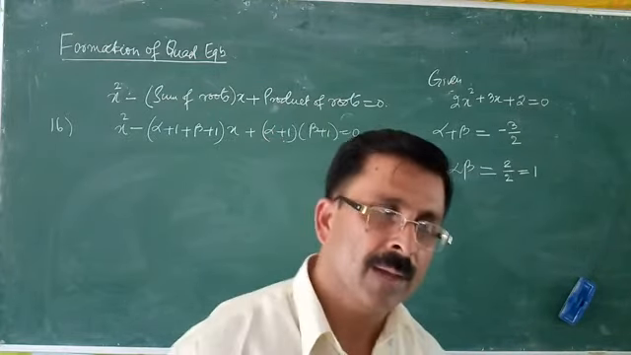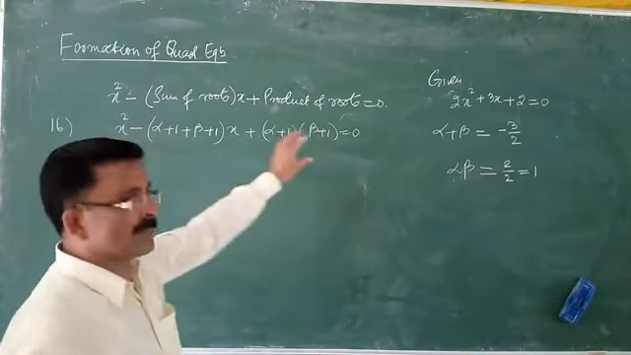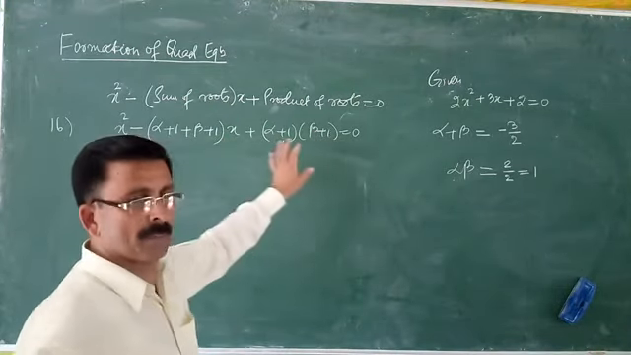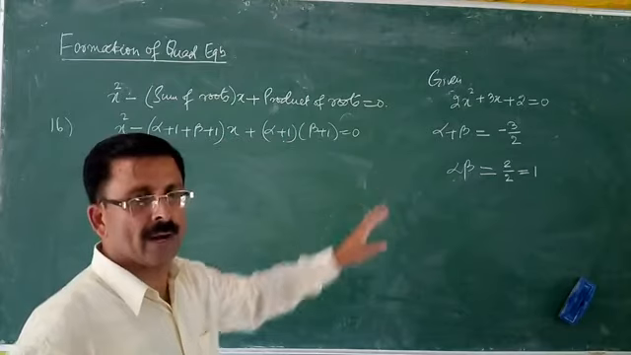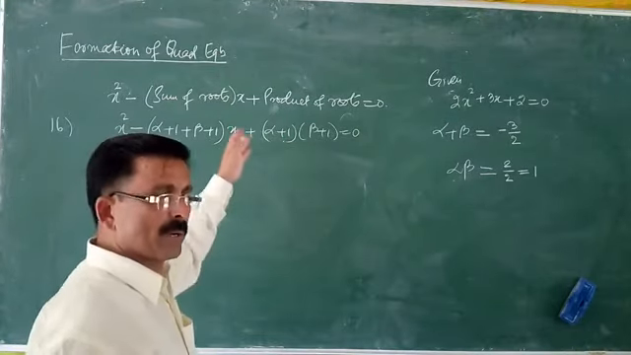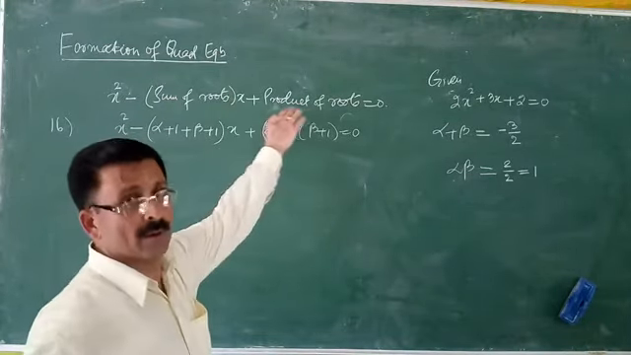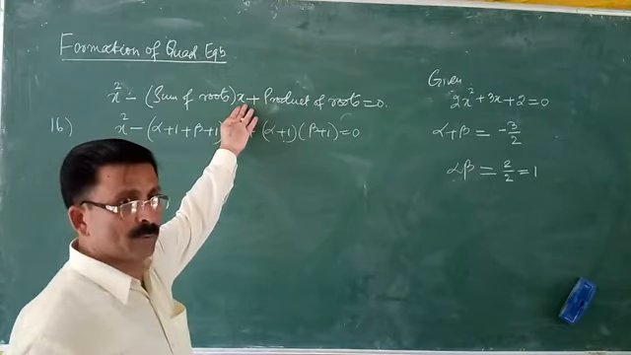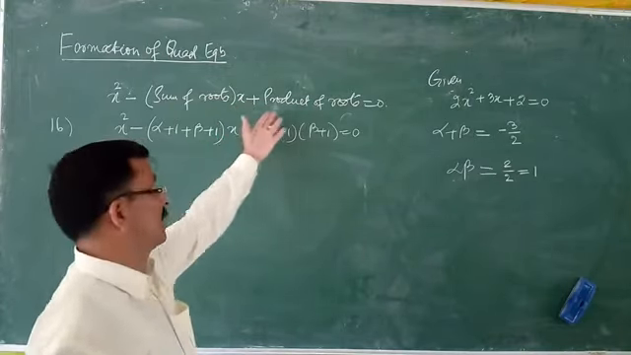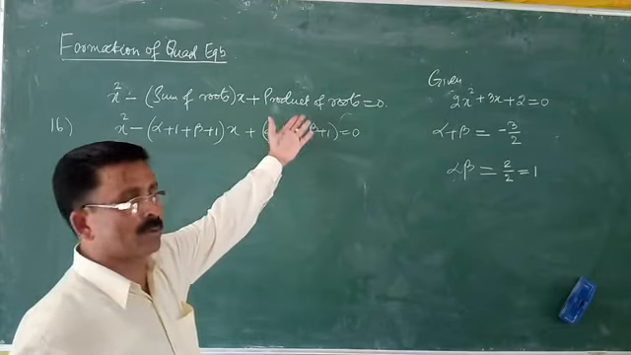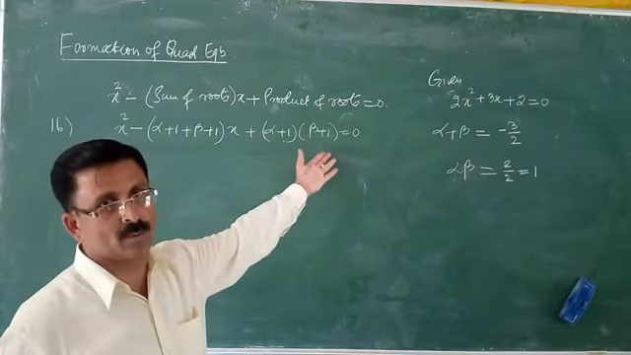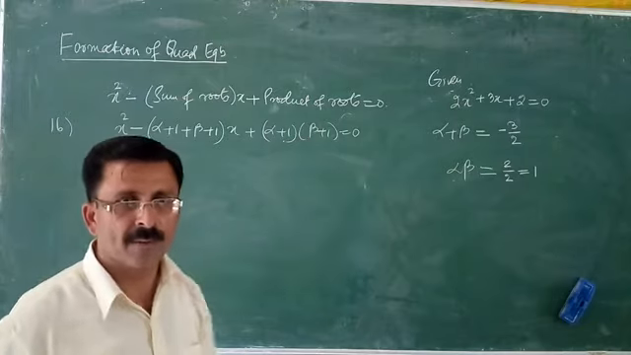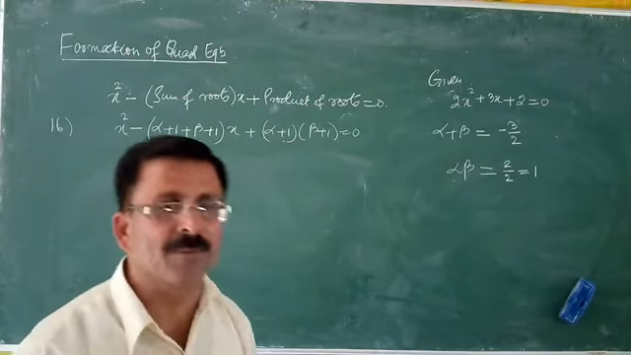Okay? And also, the first step is already done. I have tried to write the quadratic equation according to the given formula. The coefficient of x is supposed to be the sum of the two roots, so I wrote it as the sum of the two roots. And the constant is supposed to be the product of the two roots, so I wrote this also as the product of the two roots. Understood?